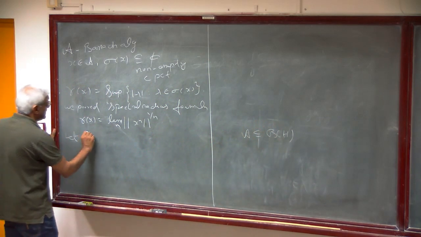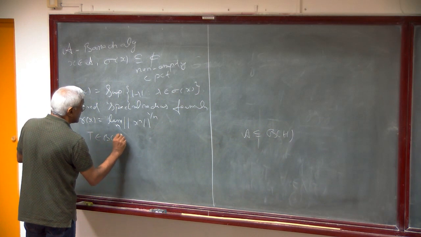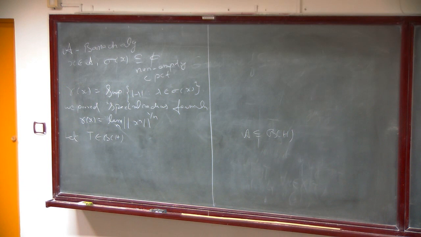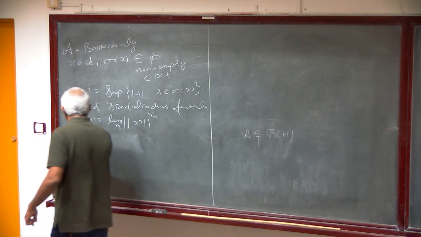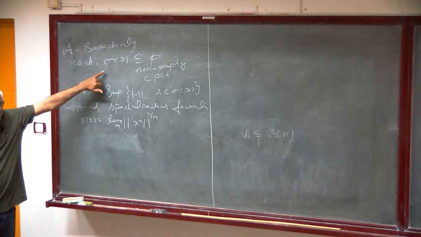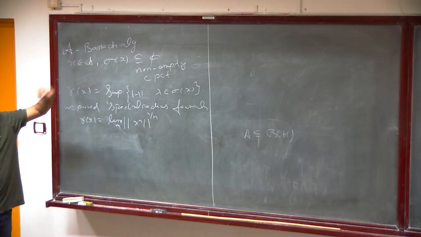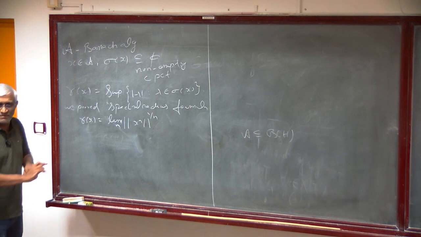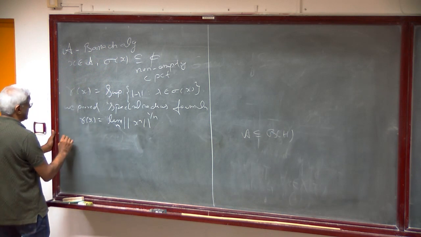So let T be in B of H. Let me write it as a proposition. In a Banach algebra, we will define C-star algebra. In a Banach algebra, there is a problem of how you define the sigma. It depends on the algebra or subalgebra. In a C-star algebra, that problem is not there. If it is invertible with respect to the big algebra, the inverse is there in the subalgebra also. One can prove it, but we will not require that here.